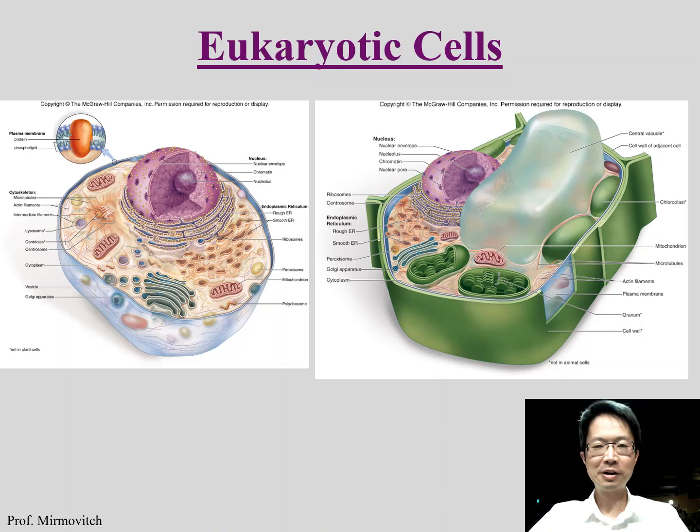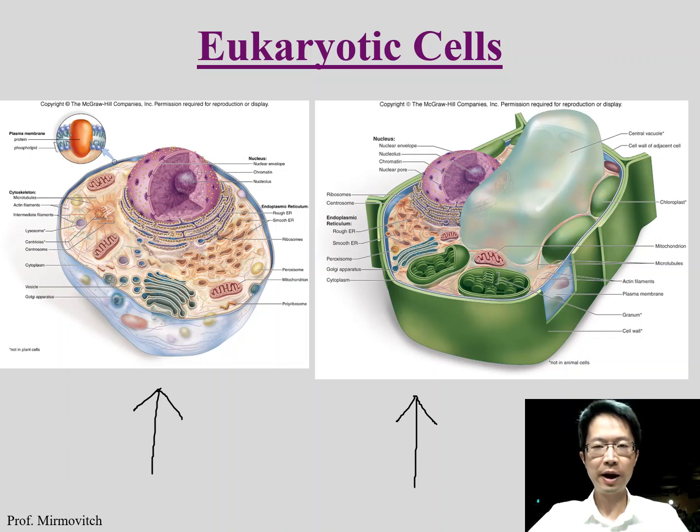So we have two types of eukaryotic cell, animal cell and plant cell. So this is the animal cell, as you should know, and this is the plant cell. And both animal cells and plant cells have a nucleus.